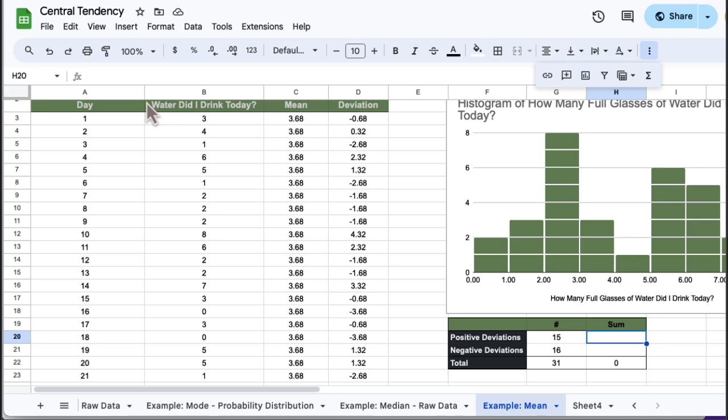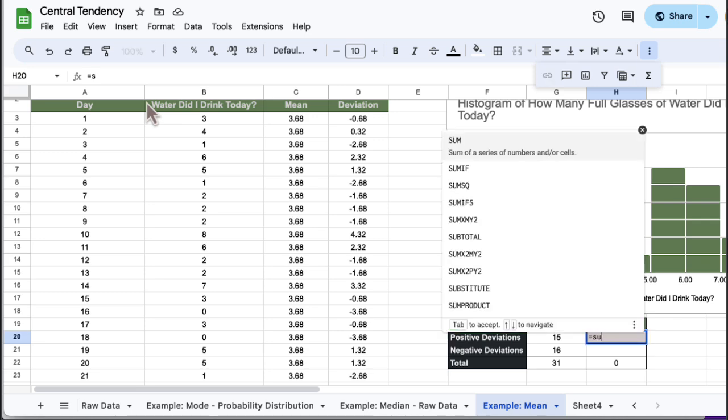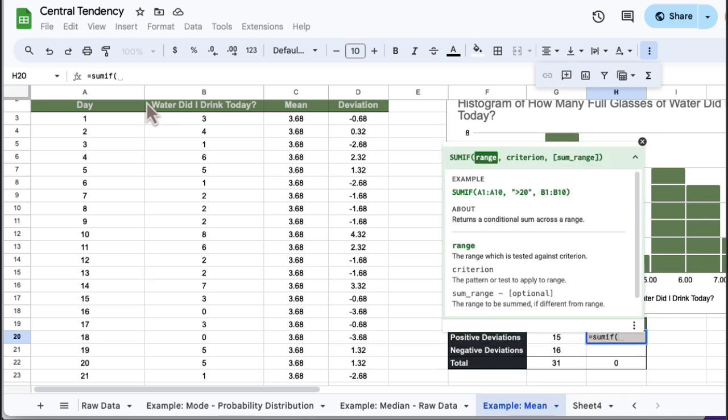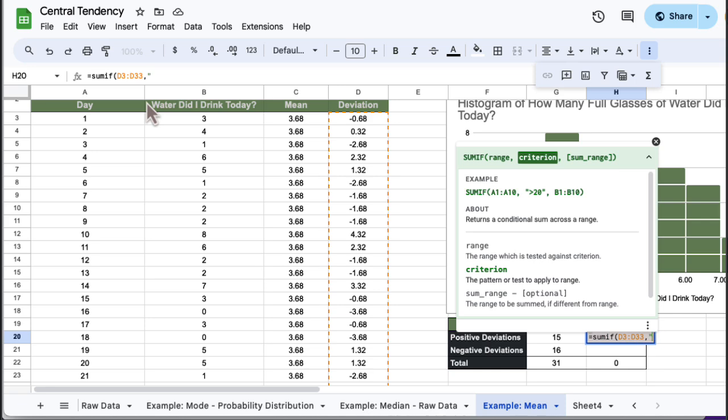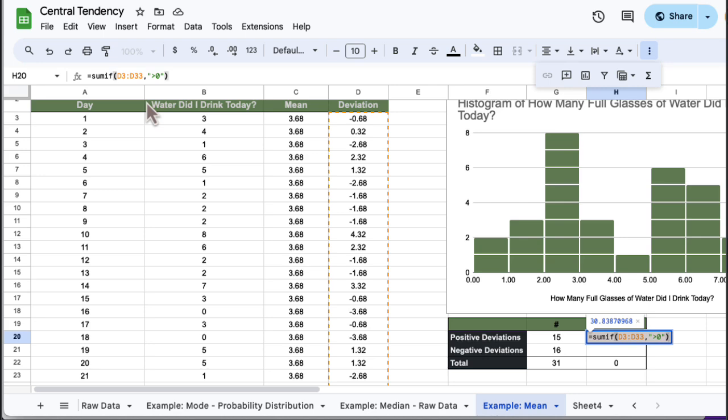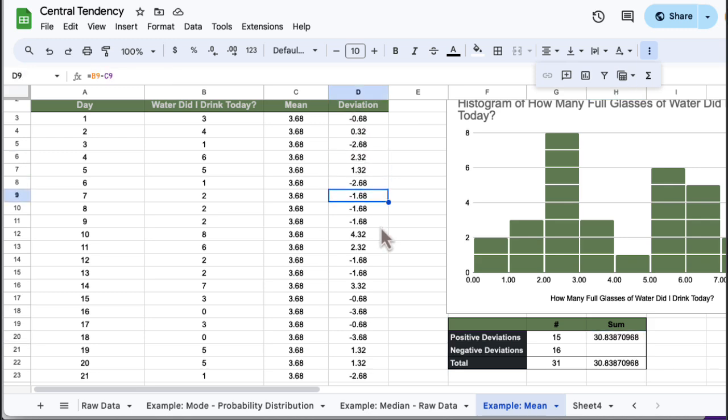But here's where things get really interesting, because this defends the claim that what the mean does is it balances our data perfectly. Instead of COUNTIF, I'm going to put in SUMIF. Add a bunch of things together, but only add things together if it meets a certain rule. So D3 to D33, and what I'm going to put in is quotations greater than 0, quotations. So what you're looking at right there is the sum of all the positive deviations. So 1.32 plus 2.32 plus 4.32 plus 2.32, you get the idea. Every positive deviation just got added.